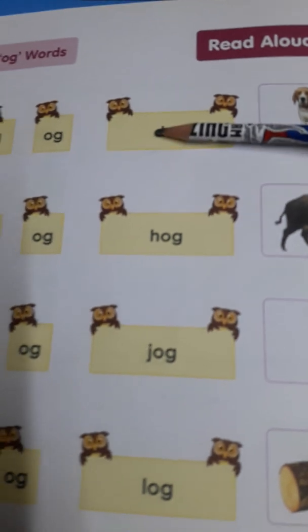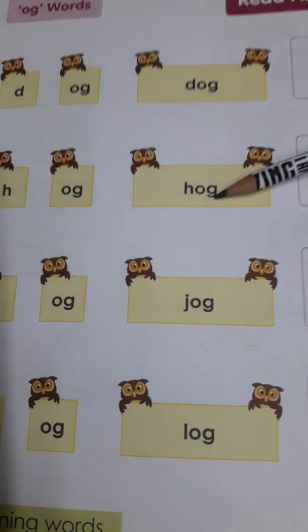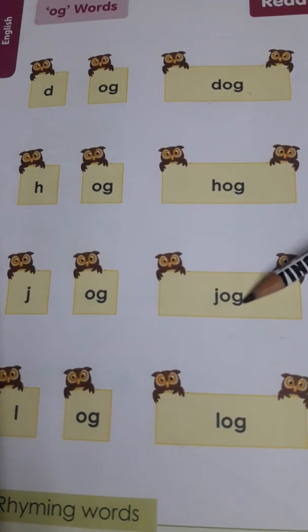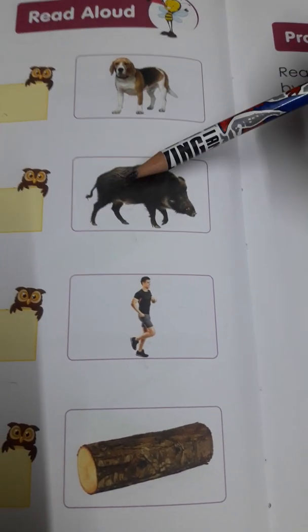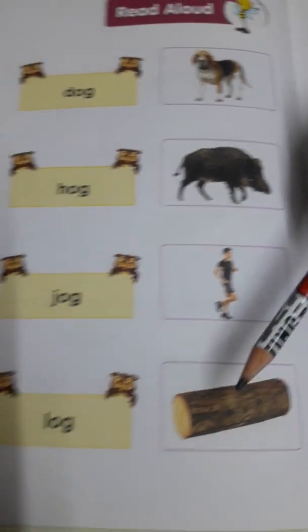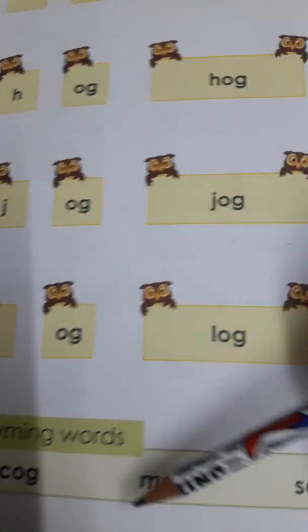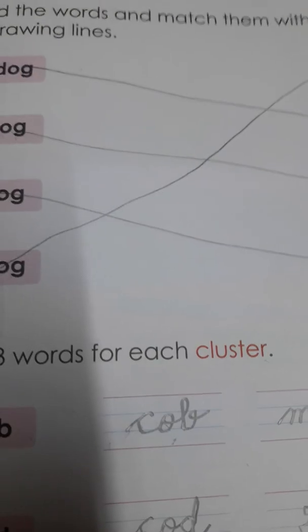So now og words. D-og, dog. H-og, hog. J-og, jog. L-og, log. Now see the pictures. Dog, hog, jog, log. And rhyming words: cog, mog, sog, tog. And see, this page has also been done.